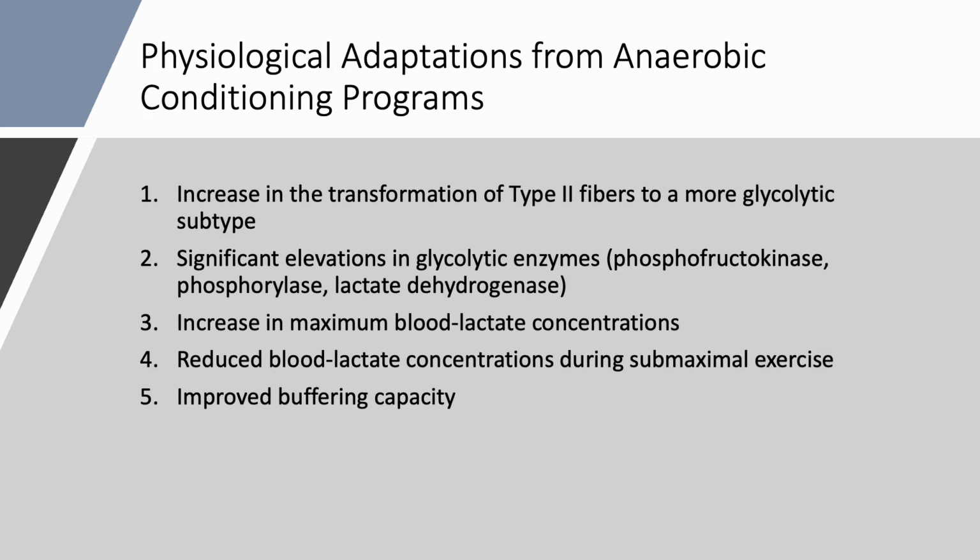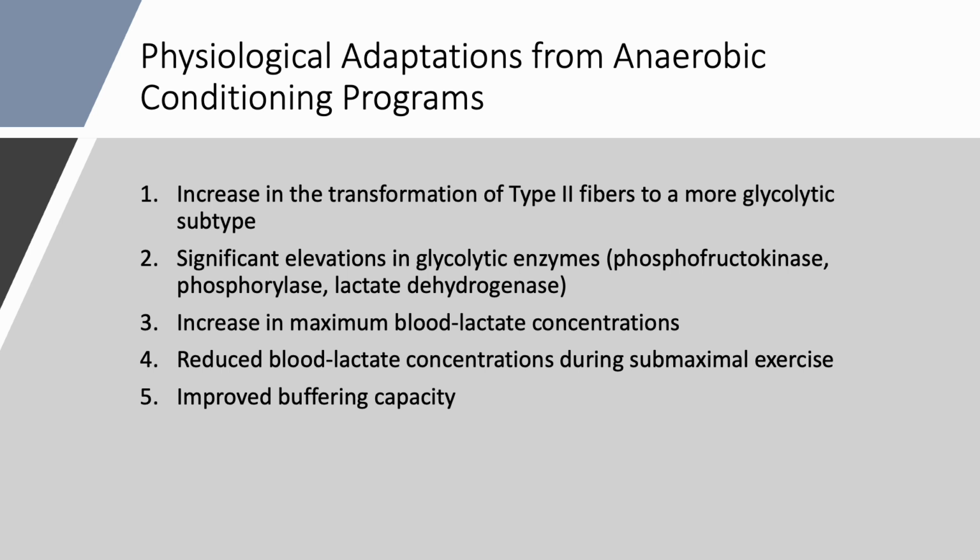As mentioned on the title page, physiological adaptations are specific to the type of training program employed that the athletes partake in. Therefore, the adaptations commonly generated from anaerobic programs are as follows. We have an increase in transformation of type 2 fibers to more glycolytic subtype, for instance, type 2A or X. There's also a significant elevation in glycolytic enzymes: phosphofructokinase, PFK, phosphorylase, lactate dehydrogenase.